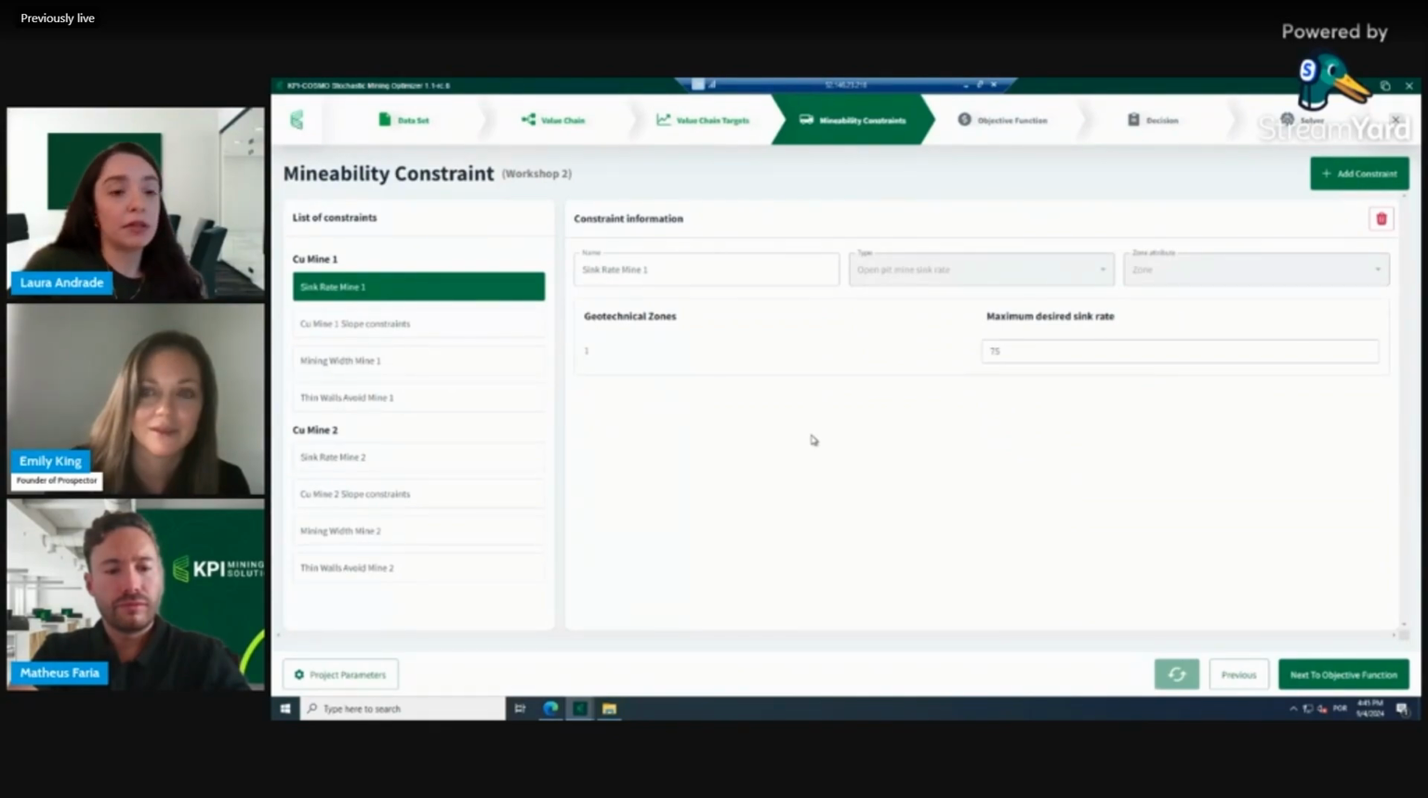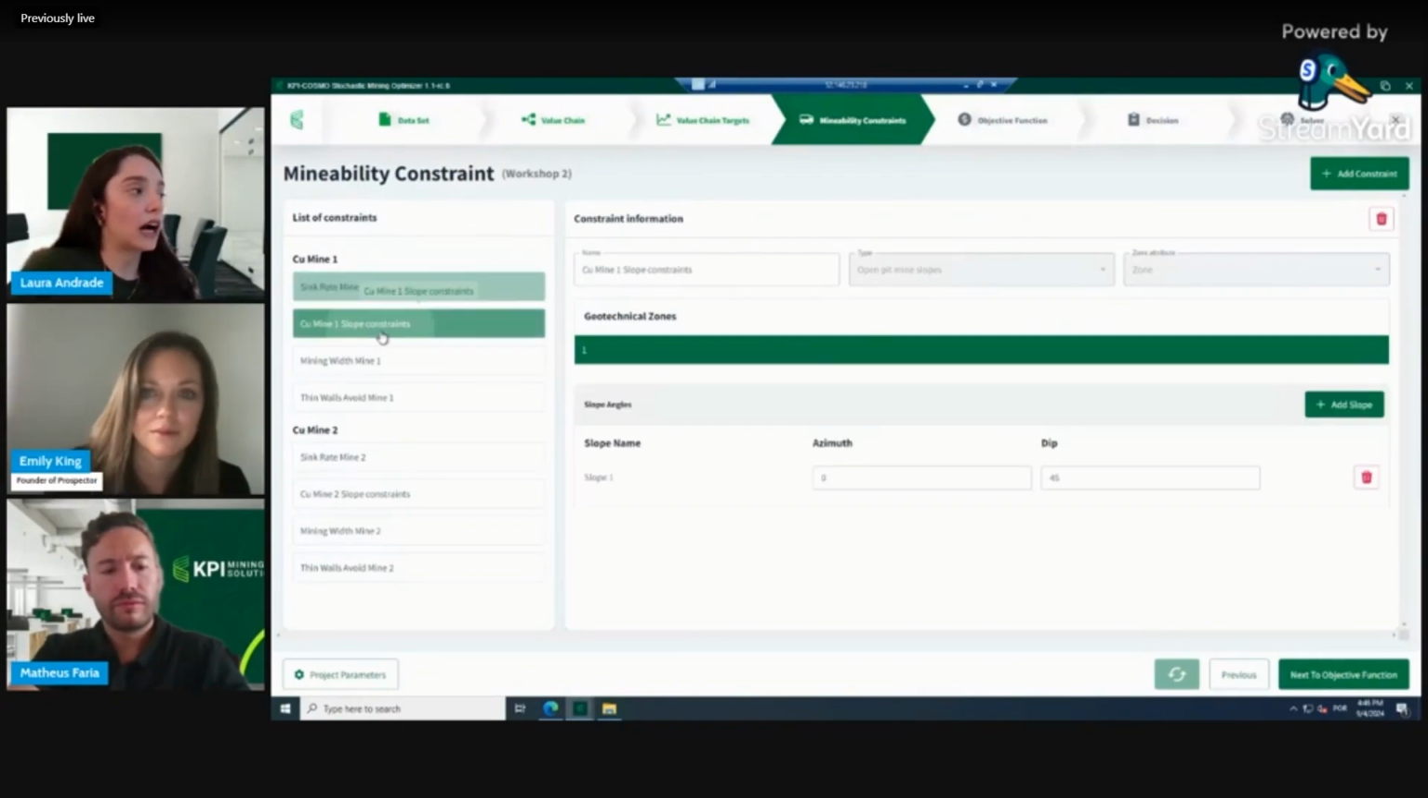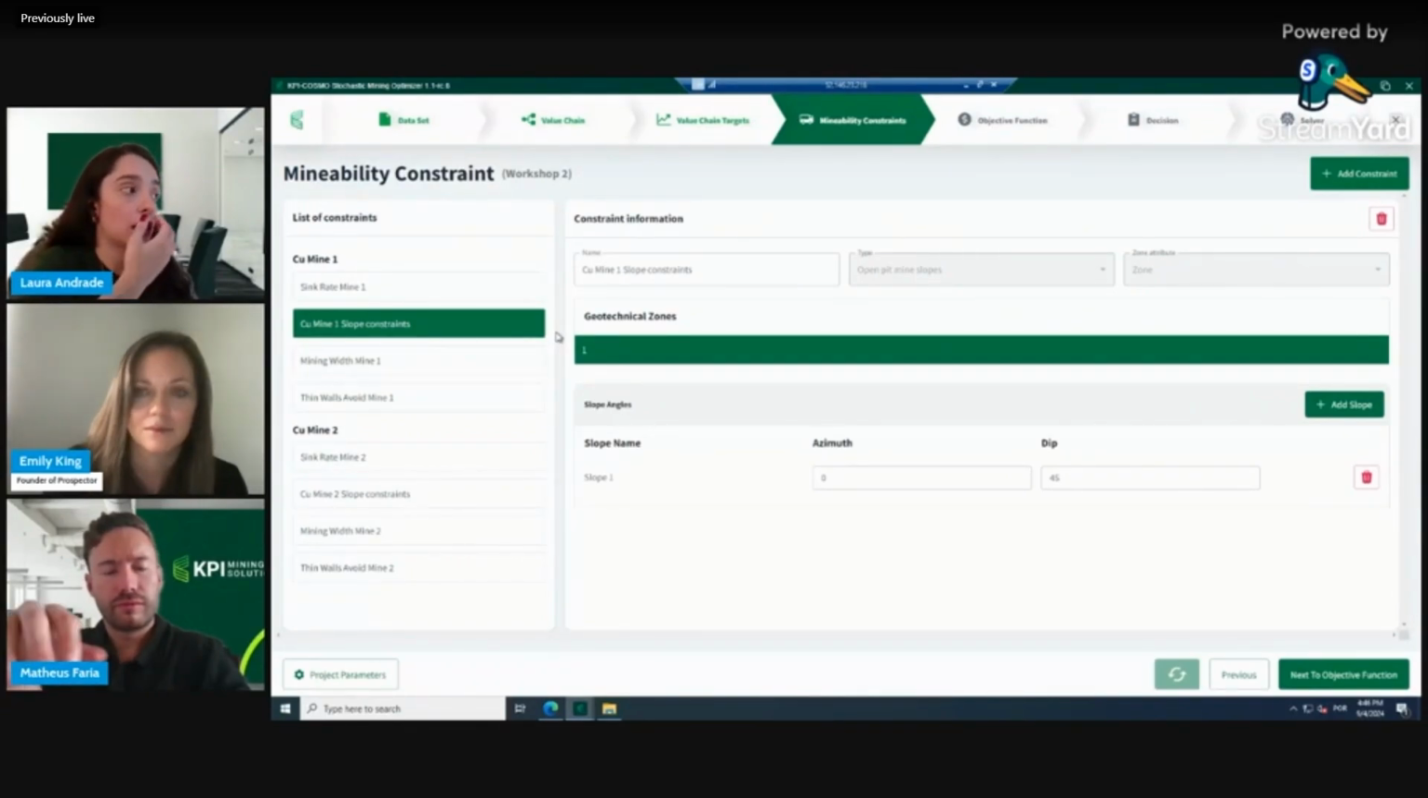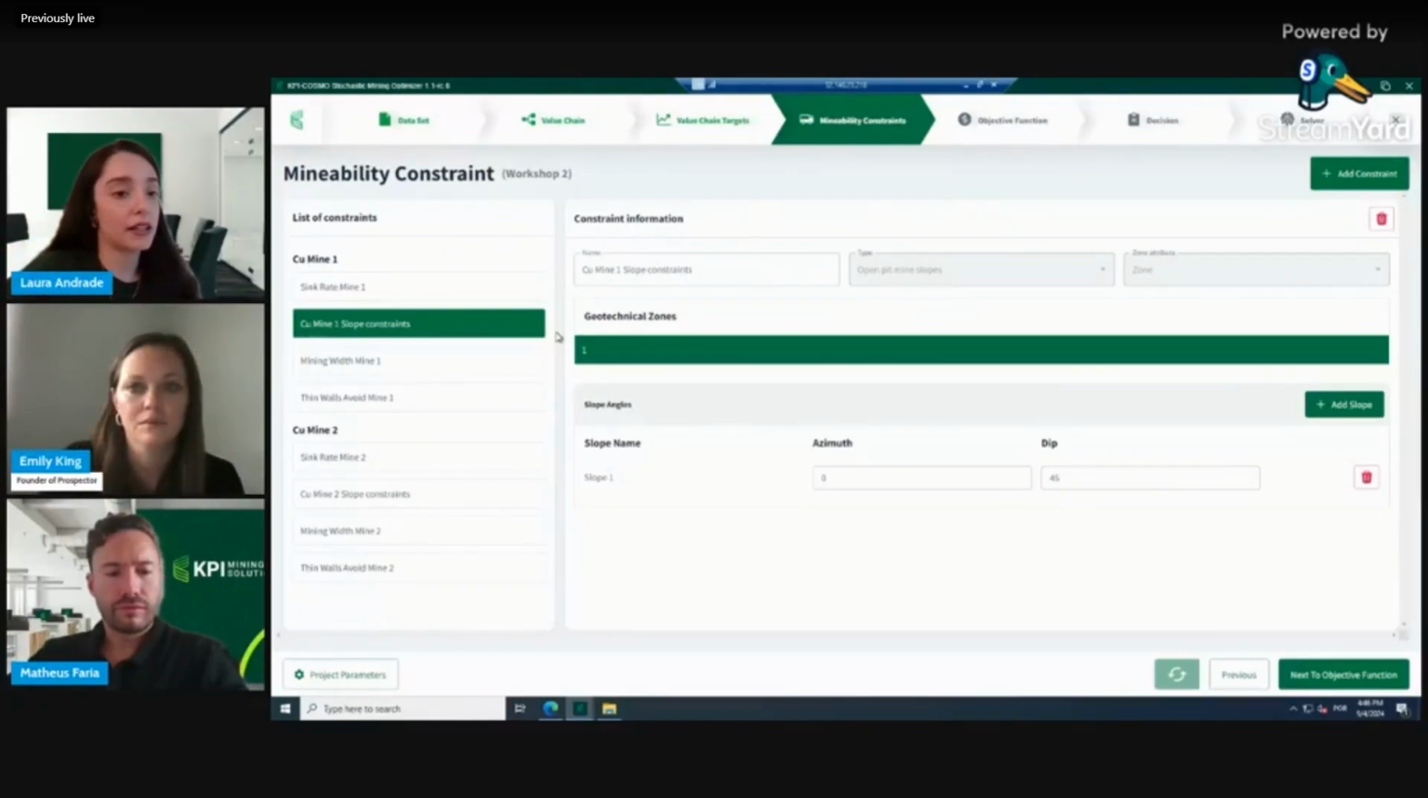Then we move to mineability constraints. The minimum mineability constraint that we're going to have here is the slope angles, but you can add and play with that as well. There are also operational constraints such as mining width, sink rates, and so on. And that's going to be for each mine.